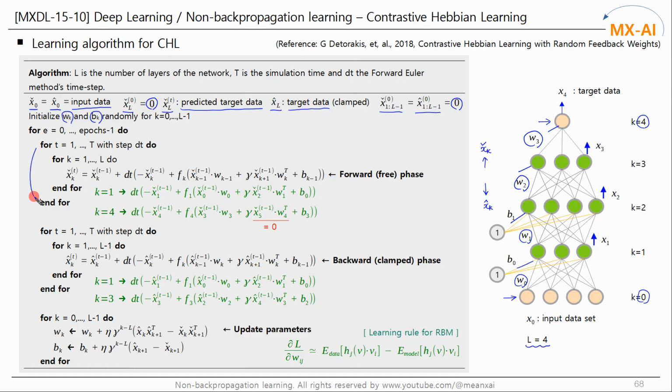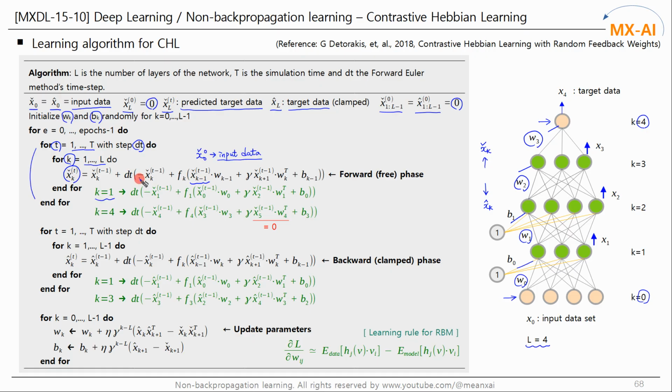First, perform the forward phase. Iterate over t from 1 to T with step dt. Iterate over k from 1 to L. Compute the forward outputs x-check k at time step t for all layers except the input layer. When t is 1, x-check k-1, t-1 is the fixed input data. It is not updated during the iteration.